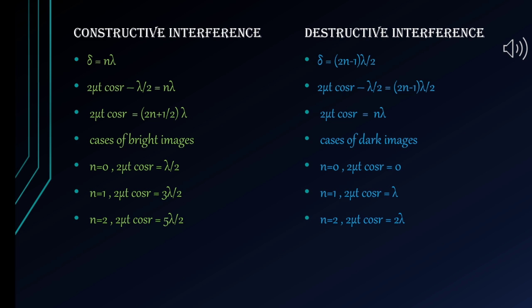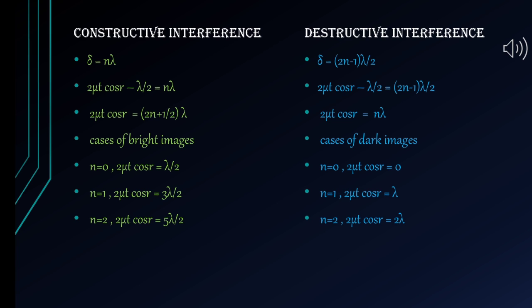Now coming to destructive interference, the path difference should be equal to (2n minus 1) into lambda by 2, where the path difference is 2 mu t cos r minus lambda by 2. That should be equal to (2n minus 1) into lambda by 2. So if we equate them, when we send lambda by 2 that side, it gets cancelled, and 2 mu t cos r is equal to n lambda. Here we get dark images.